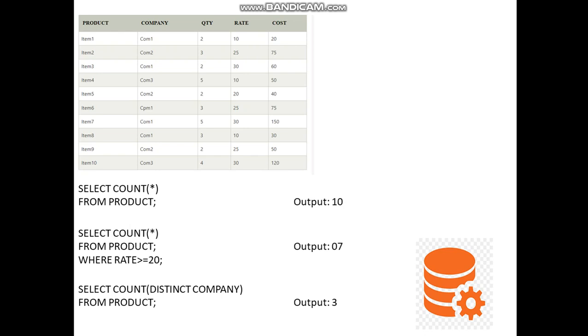Next, if I want to find out how many total companies are there in my table, correct? So what I am going to use, select distinct, okay? So distinct means what? Different. I told you in previous lectures, distinct means different. So I am going to select count distinct company. Here I'm not writing star, okay? I'm writing distinct company from product. So you can see in table only 3 types of companies are there: company 1, company 2 and company 3. So output is going to be 3. So your count function is your work of counting something, and you can provide condition also, okay?